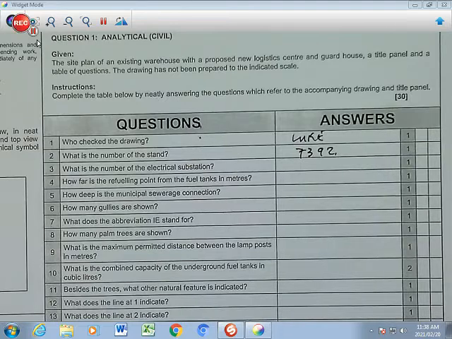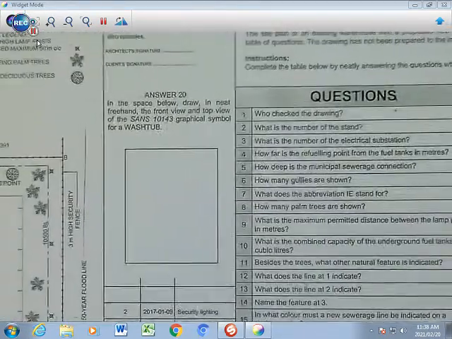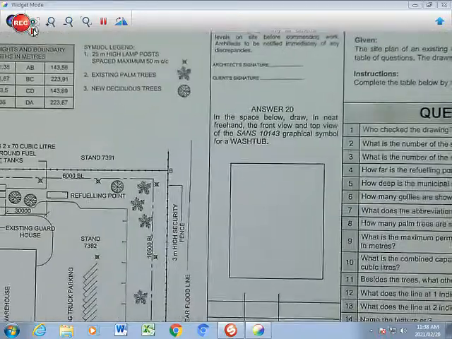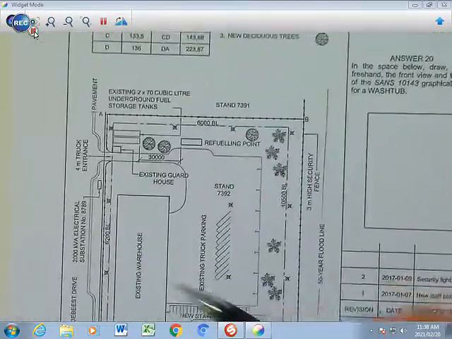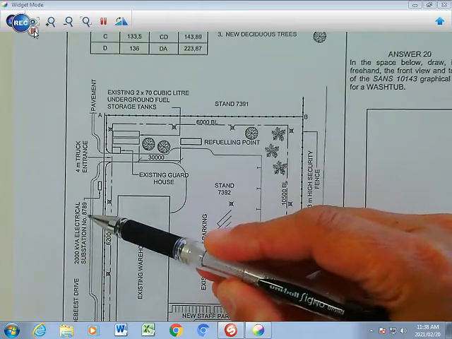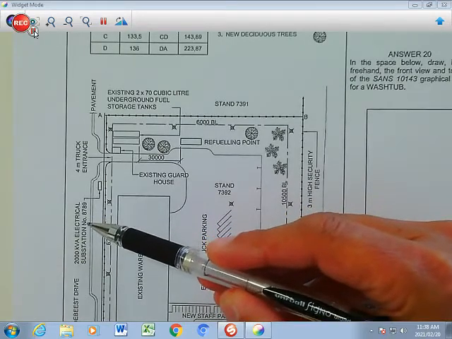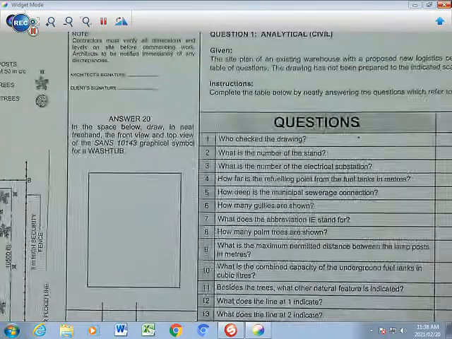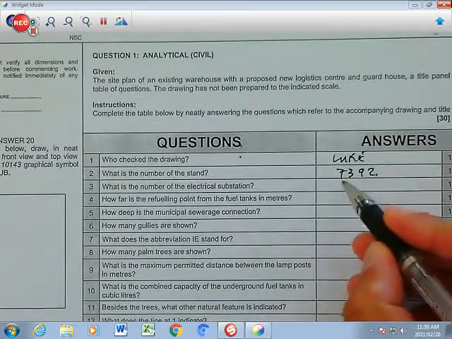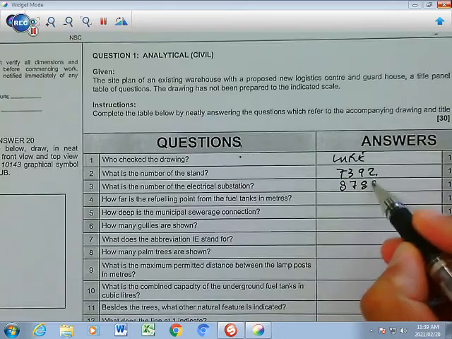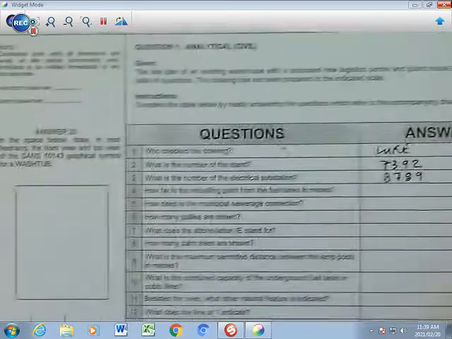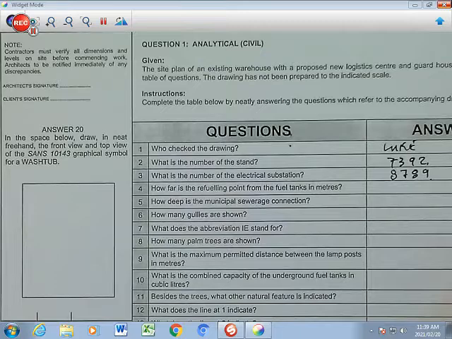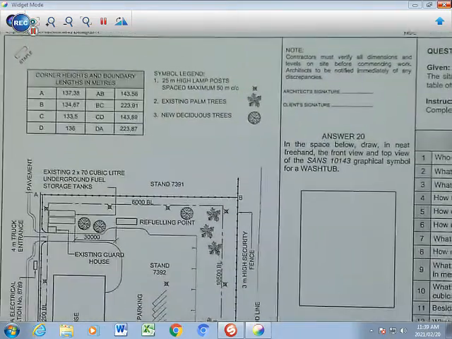Okay, what is the number of the electrical substation? So we're going to go to the electrical substation, and we're going to find that. So here you will read about the substation, and the number there is going to be 8789. So in our section here we're going to write 8789. Okay, and then the next question is, how far is the refueling point from the fuel tanks in meters? So we're going to look at that.